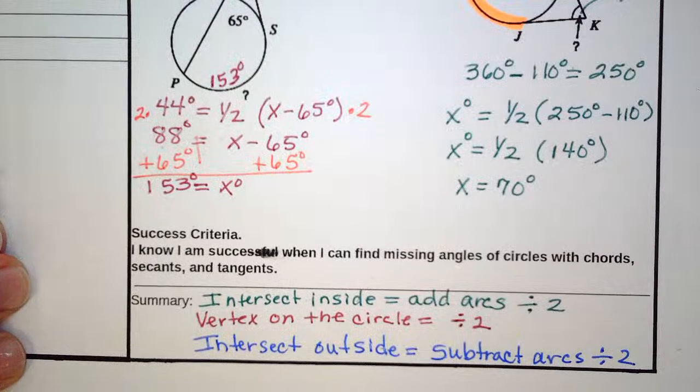So inside, outside, and on. Inside, add, divide by 2. On, divide by 2. Outside, subtract, divide by 2. Just remember inside, outside, and on.